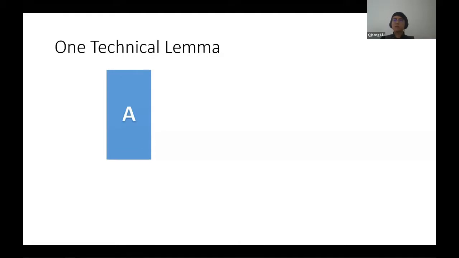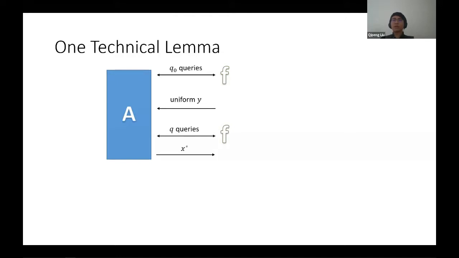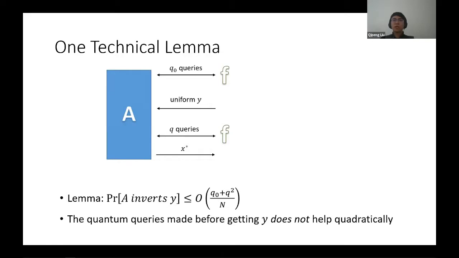Now let's consider the following function inversion game. A is an algorithm. It makes Q0 queries to a function. And then it gets the real challenge Y, which is sampled uniformly at random. And then it can make another Q queries to the function. And finally, it needs to output the pre-image. The lemma says the probability of inverting Y is at most (Q0 plus Q) squared over N. In other words, even the quantum queries made before getting the challenge do not help the probability quadratically. It only helps it linearly.